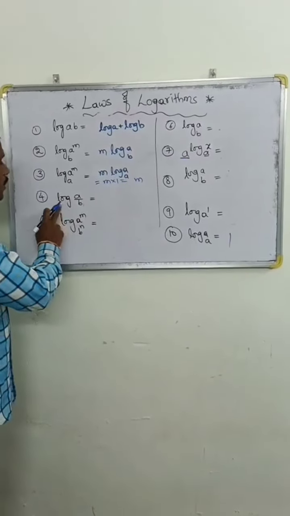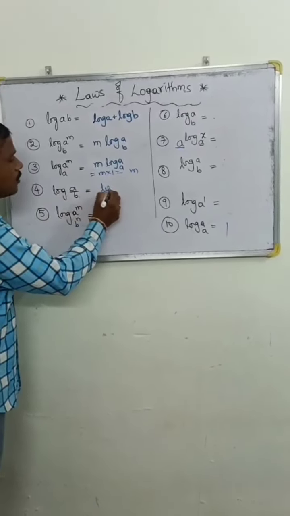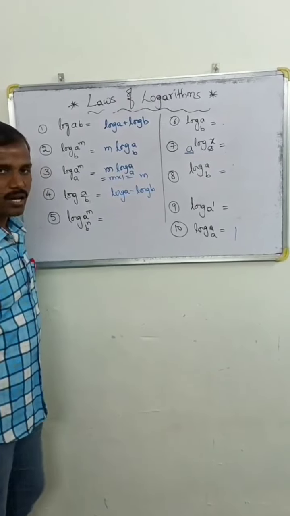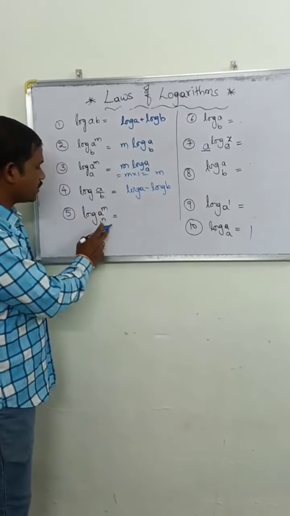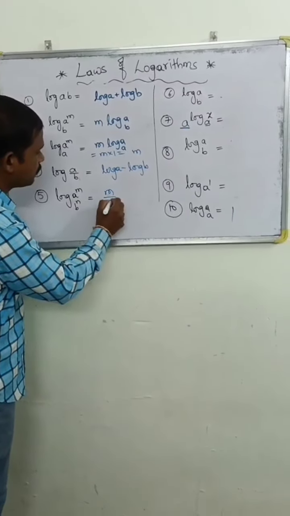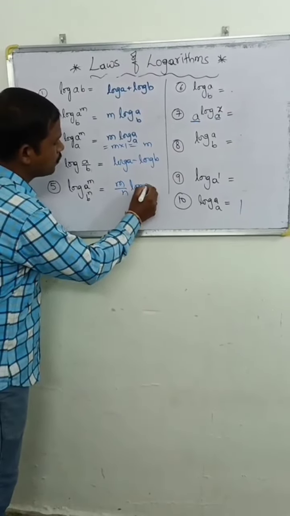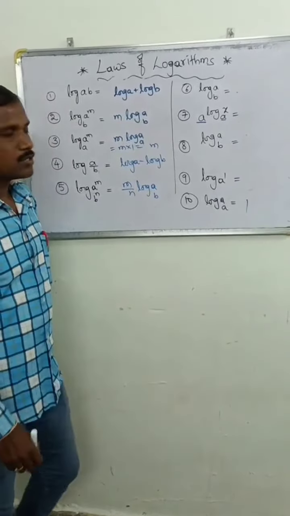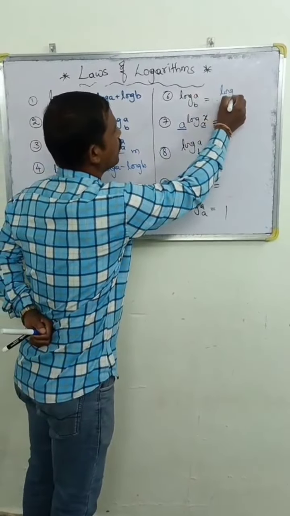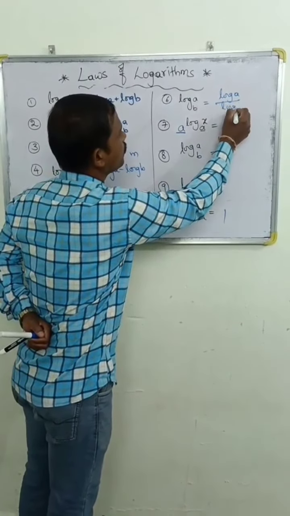Next one, log A by B equals log A minus log B. Next one, log A power m base B power n equals m by n log A base B. Next one, log A base B we can write as log A by log B.